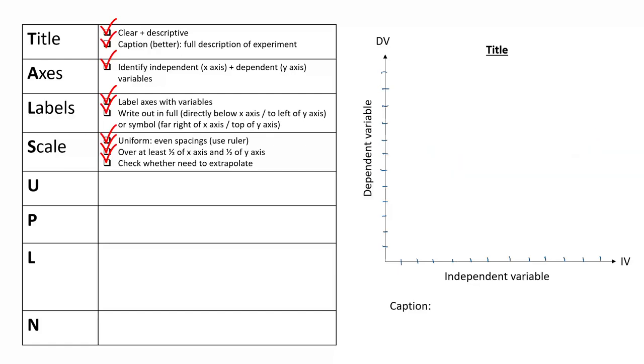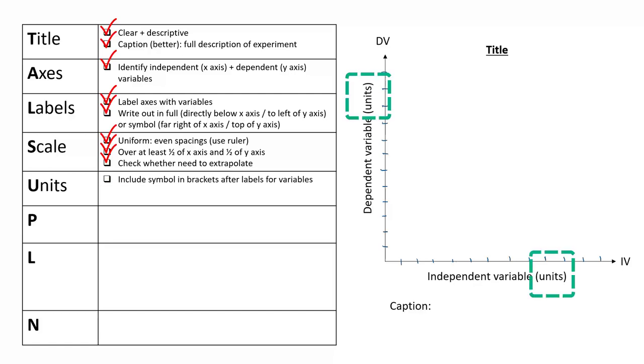The U stands for units. We include the symbol of our units in brackets after our labels for our variables so that it is clear to those interpreting the graph how we measured our variables. For example, if we are measuring distance, it could be measured in centimeters with the symbol of cm, meters symbolized by m, or kilometers symbolized by km, which will each convey very different results, so it is important that we specify which one we use.